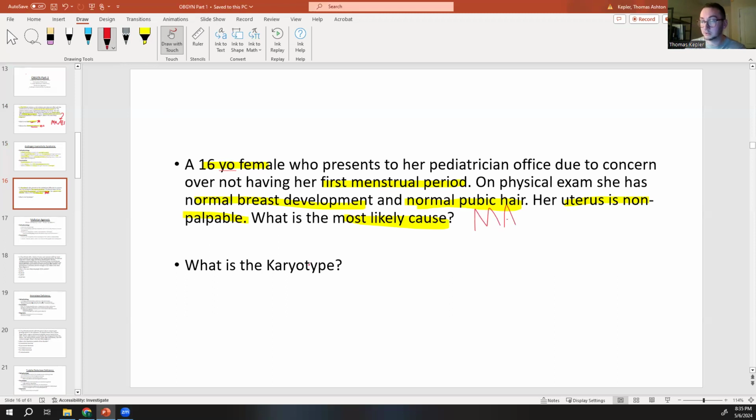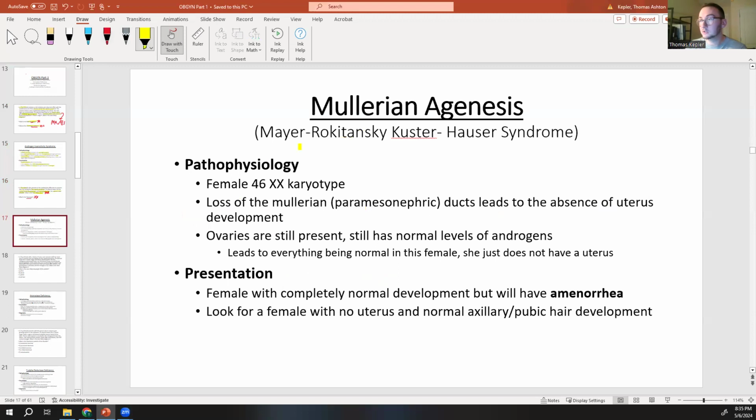And remember, Mullerian agenesis, stereotypically, these are going to be females. So they are born XX. And the only problem is the Mullerian ducts just didn't develop. They failed to develop. All right. So Mullerian agenesis, this is also called Mayer-Rokitansky-Kuster-Hauser syndrome. I think I'm saying that right, but again, I might just be butchering it. It is important to know both names because they will use those interchangeably.